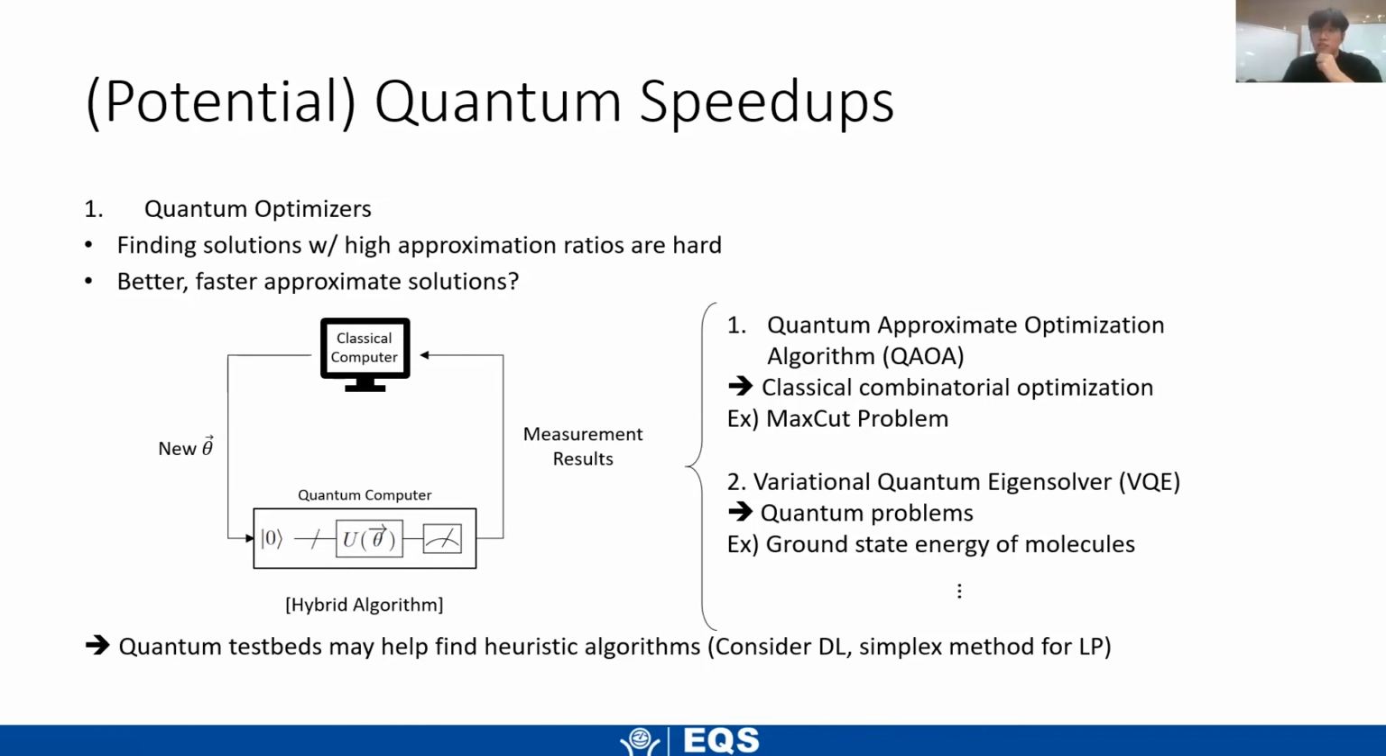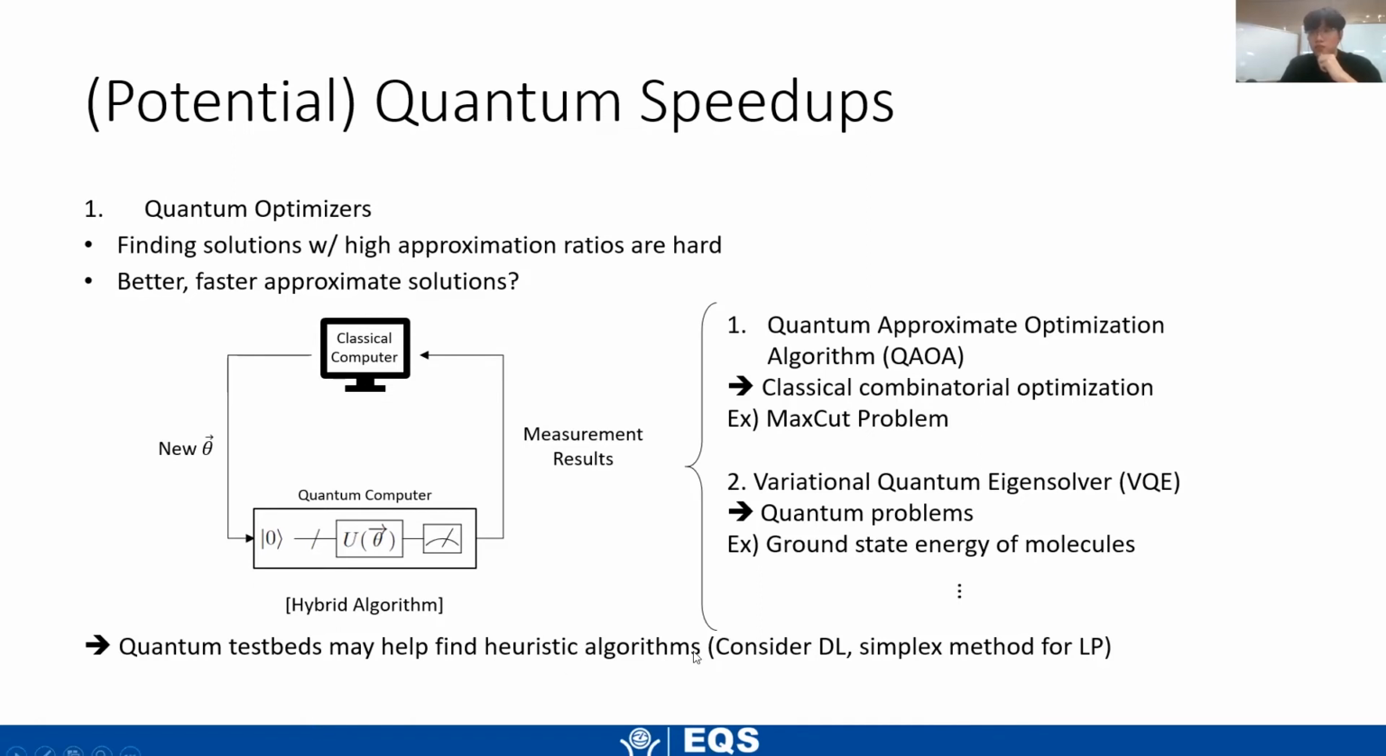So we map this problem to the quantum computer. And then from the measurement results, we calculate an expectation value of the energy. And then if we minimize that, we can find the ground state energy. One interesting thing to note here is that since we have quantum test beds, whether that be classical simulators or quantum hardware, NISQ hardware, this can help us find some heuristic algorithms.